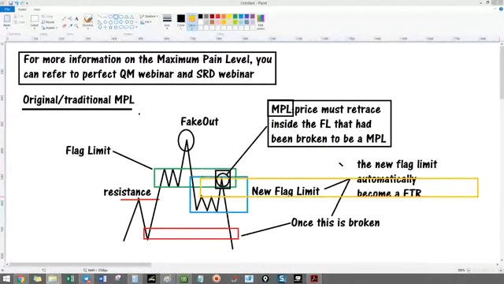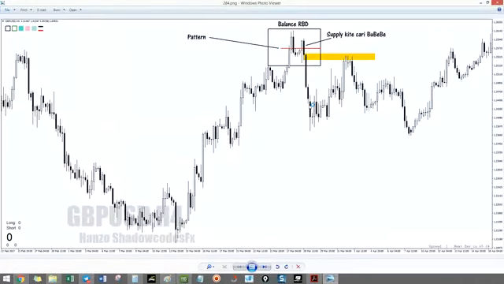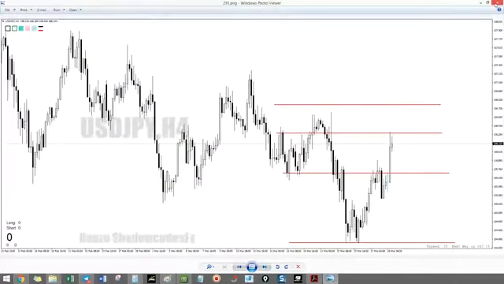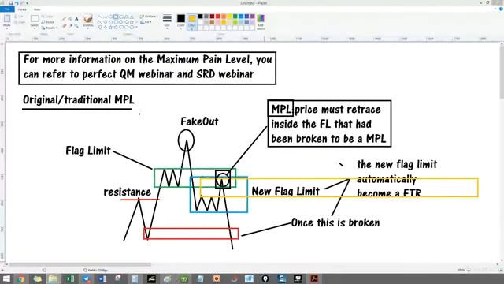Okay, I think there's some more matrix. Is it this one? Wait a moment. Oh, no. Let me see. Is it this one? No. This is a signal on UJ. Oh.